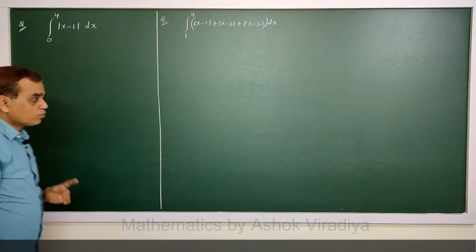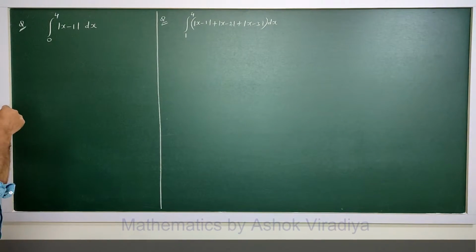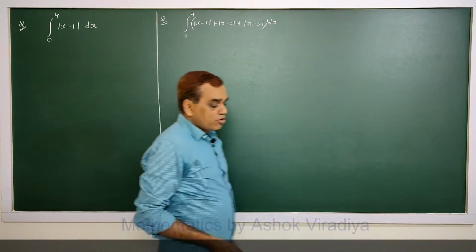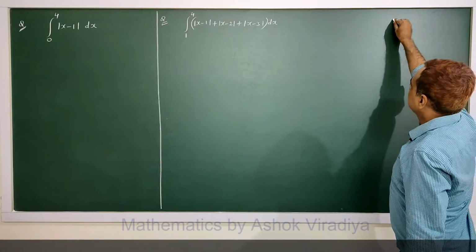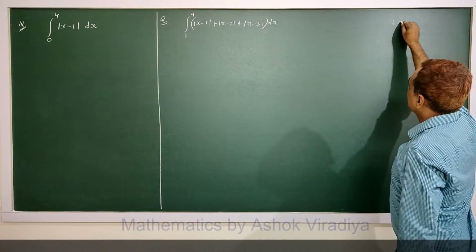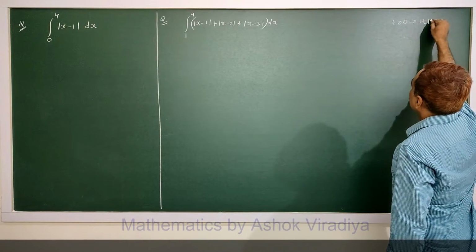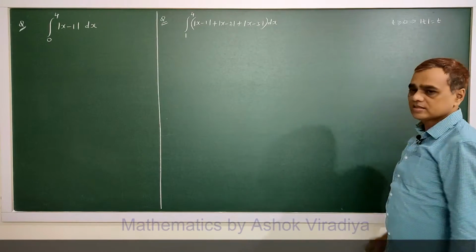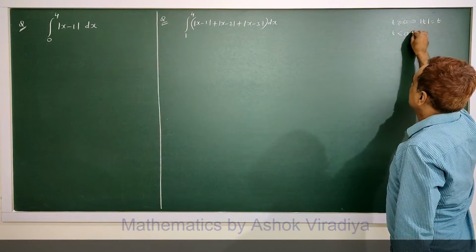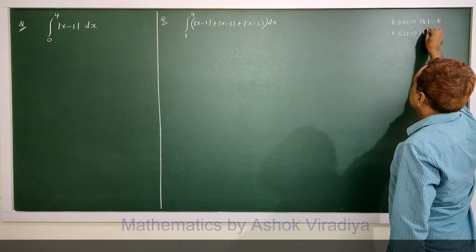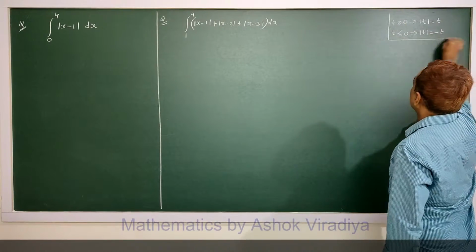So first of all, the procedure to remove this modulus. In removing modulus we shall use the definition of modulus. If t is more than or equal to 0, then modulus t equals t, and if t is less than 0, then modulus t is minus t. So this is the property of the modulus function.